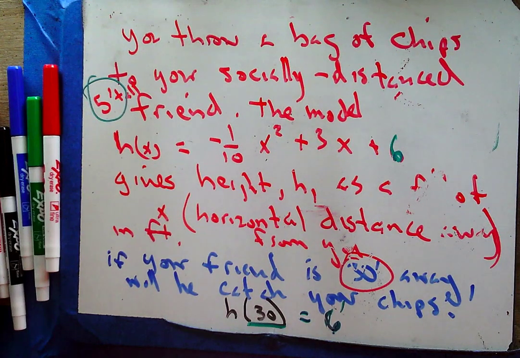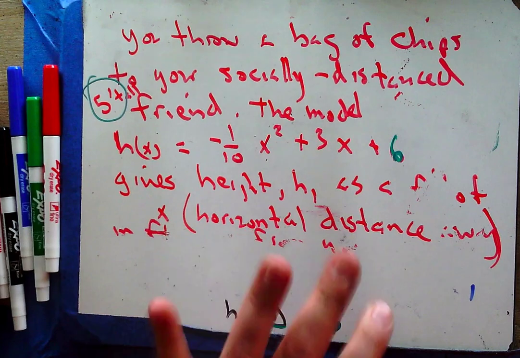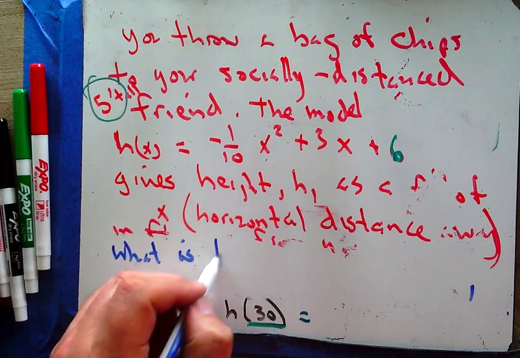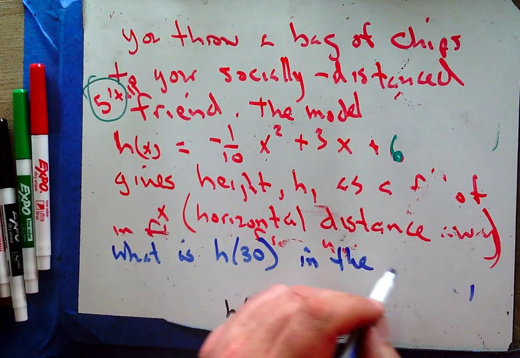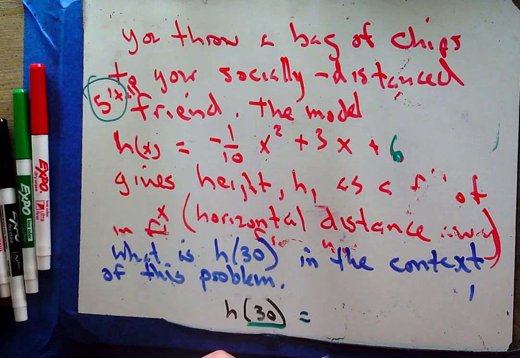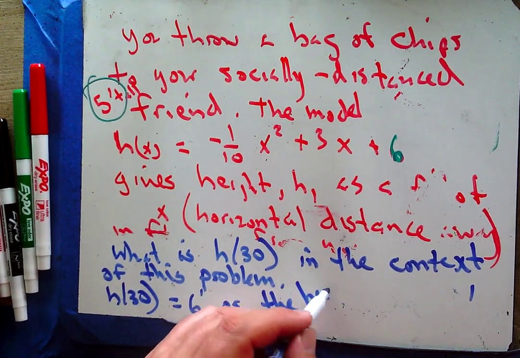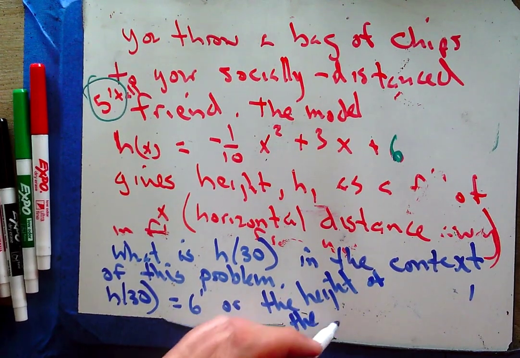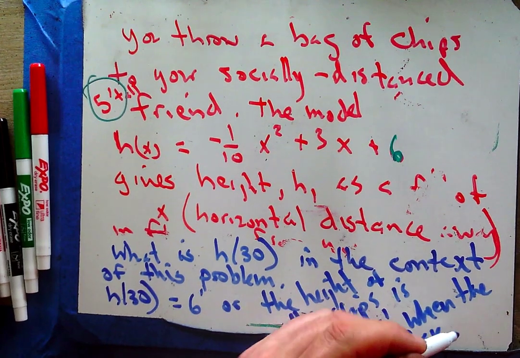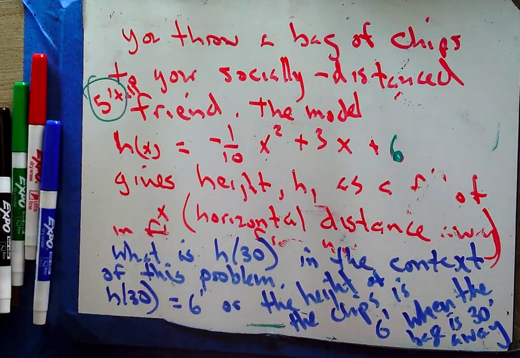Okay. We could certainly pose the question this way. This would also be a way to ask a question. What is h of 30 in the context of this problem? Okay, so I would say h of 30 equals 6, or the height of the chips is 6 feet when the bag is 30 feet away. And by away, I mean away horizontally. Okay?